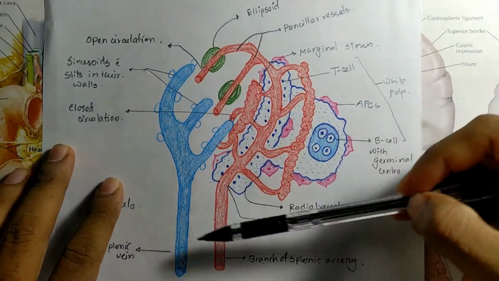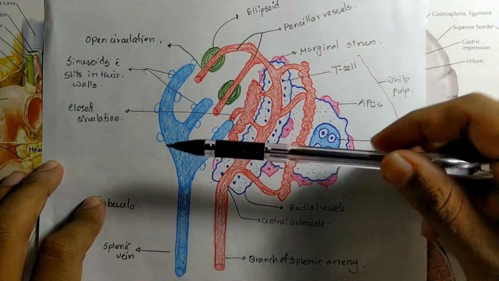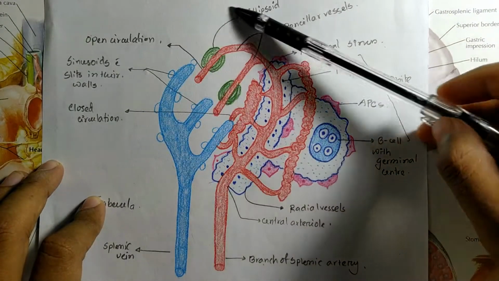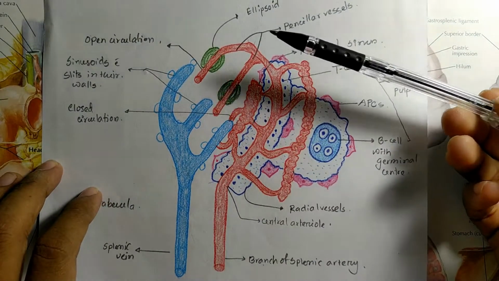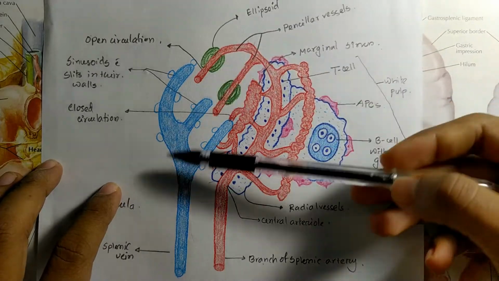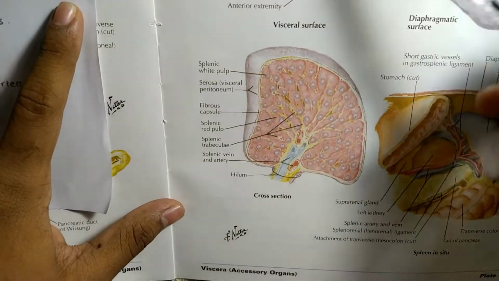Yes, this is a splenic parenchyma. That means the histological structure of the spleen. Okay, so if I make a cross section of the spleen, how does it look? It will look like this.